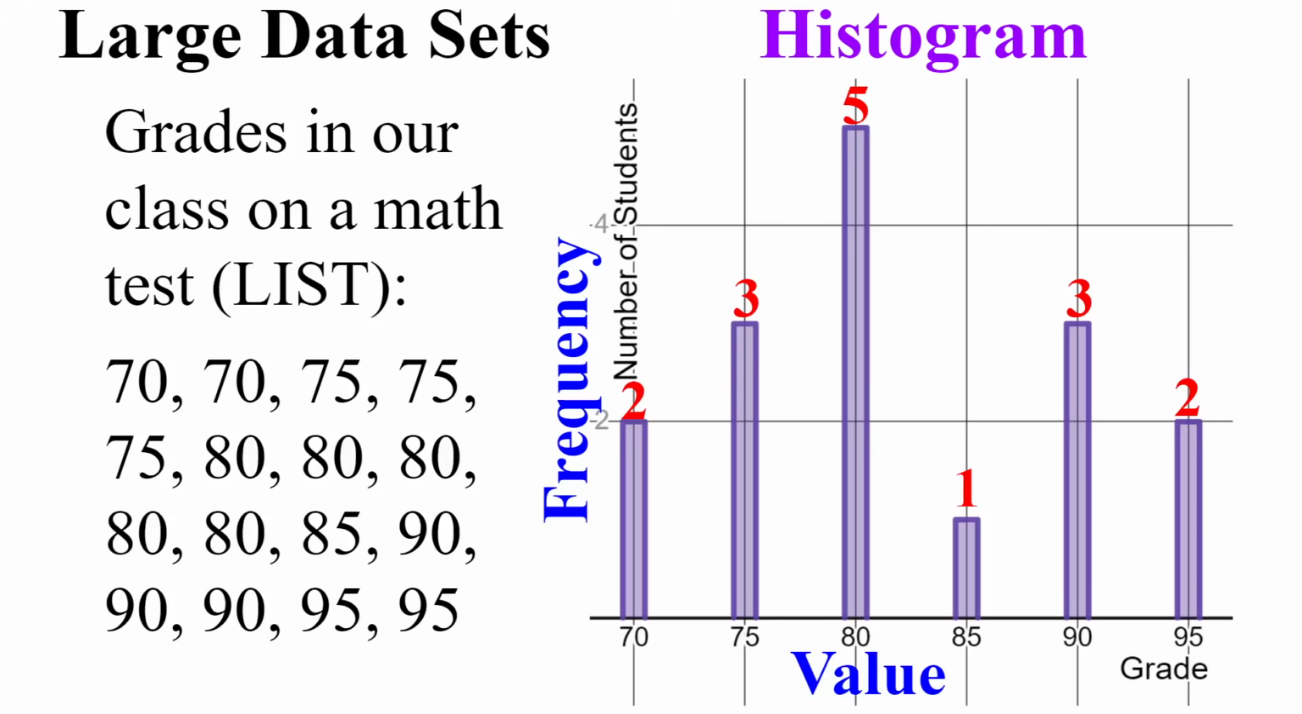So those frequencies are not numbers in the data set. You see, right? 2. There's no 2 in the data set, right? Look on the left. There's no 2 in that list, right? It's telling you how many 70s there are. So you see there's 2 70s, 3 75s, 5 80s, 1 85, 3 90s, and 2 95s. That is what the histogram is telling you. That's what a frequency represents.